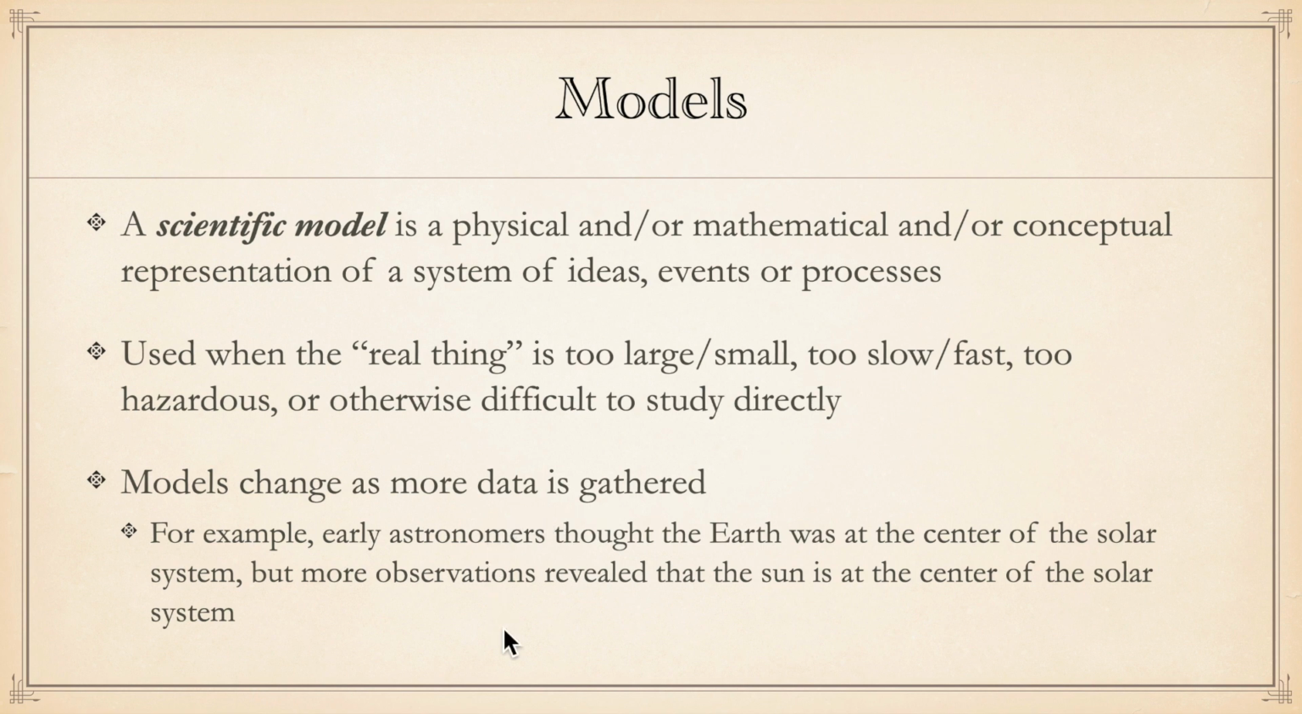For example, early astronomers thought the Earth was at the center of the solar system, but more observations revealed that the Sun is at the center of the solar system and the Earth really isn't at the center of anything. Our Sun, in fact, is not even at the center of the galaxy. We are in an arm of the galaxy.